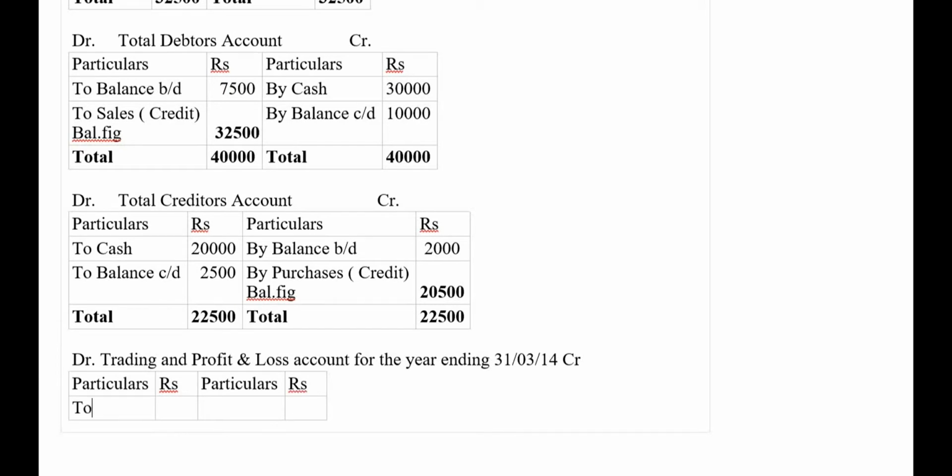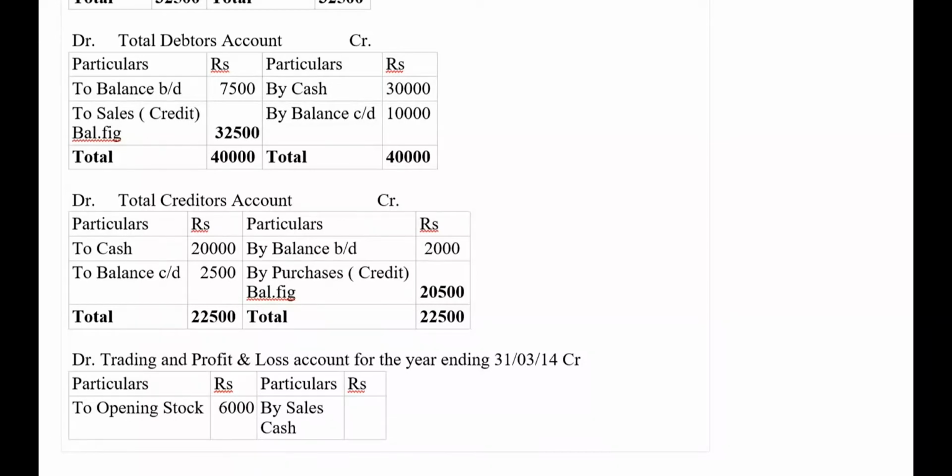So it will start with the opening stock. So to opening stock, rupees 6,000. Then by sales. So we have got both here. So cash sales are rupees 4,000. Then credit, which we have found as 32,500. So the sum of this will be 36,500. Next, to purchases.